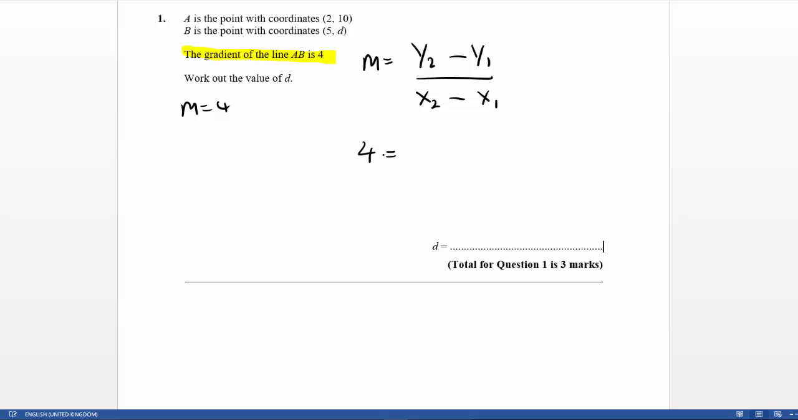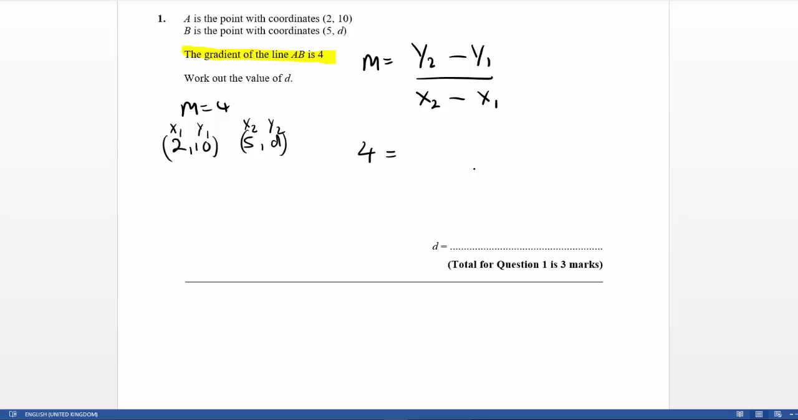4 is equal to what? What's our y2 going to be? Shall we state them over here? Yeah. Okay, let's write them out. So we've got 2 and 10, and then I've got 5 and I've got D. I would do it like this. I'm going to say x1, y1, x2, y2. Just makes life easier. Then I can plug those values into this formula.